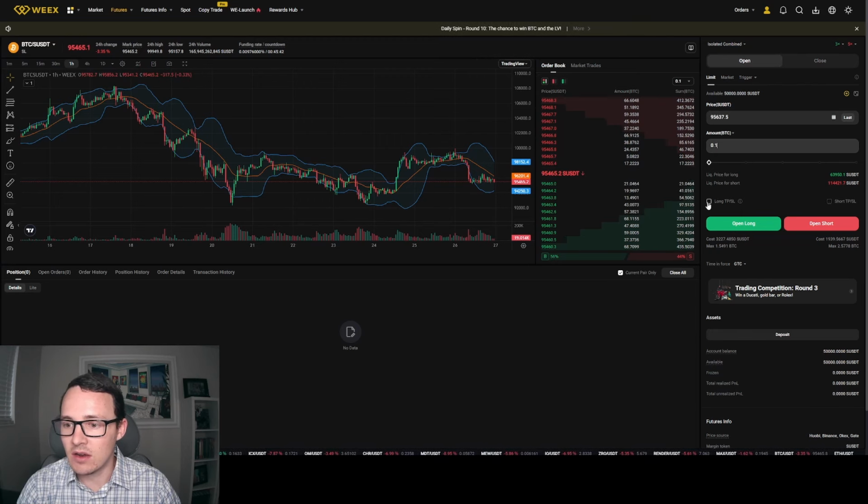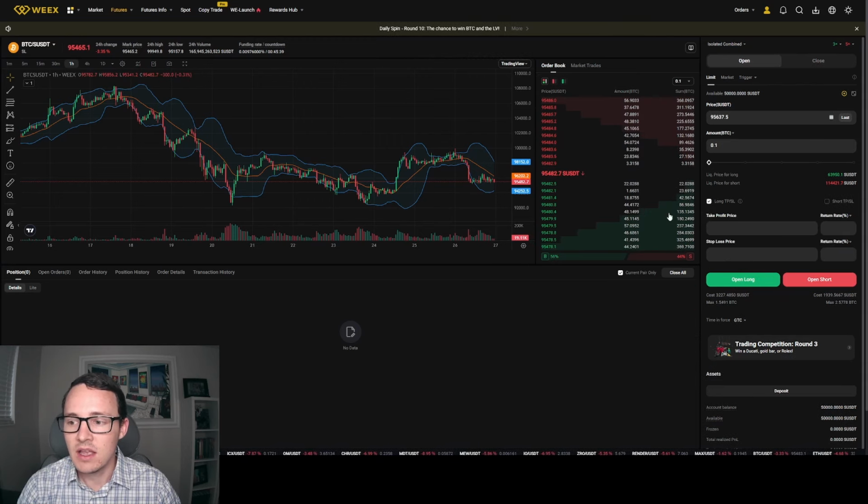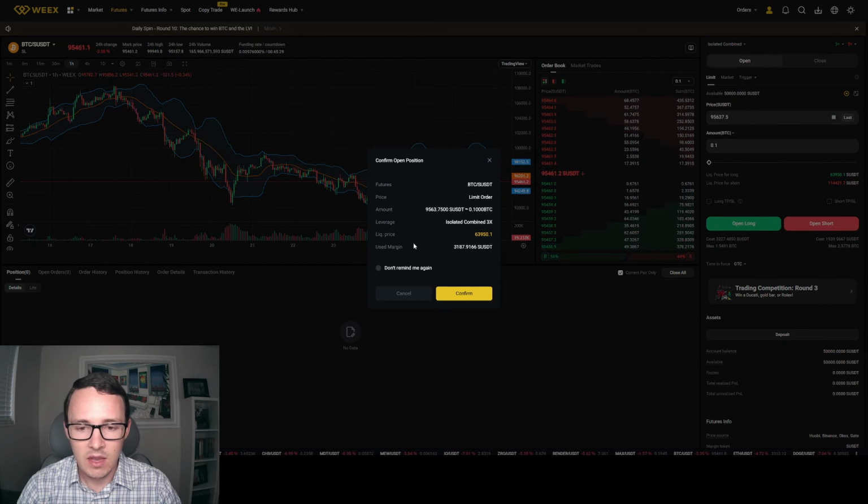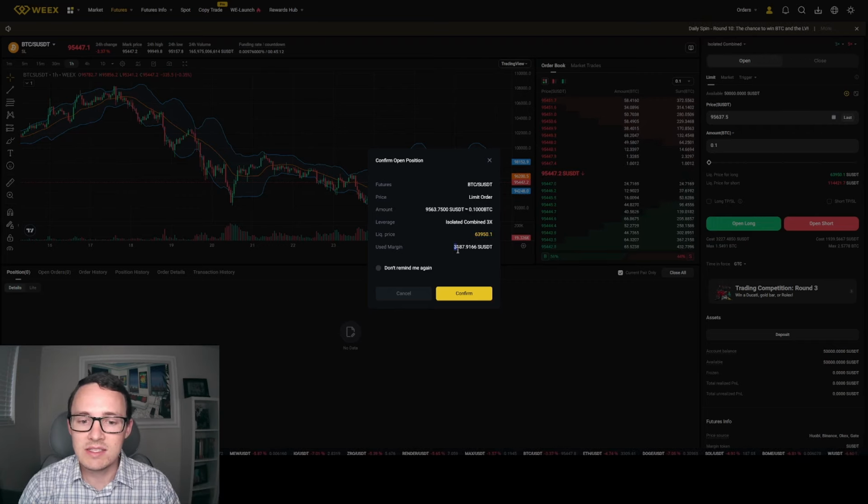We can see we can also set take profit and stop losses. If we do that, we can set that before we take the trade. I will show you how to do it after we take the trade as well. So we'll open the long, and we're going to open 0.1 Bitcoin on isolated combined 3x long. Liquidation price is going to be just under 64,000. This is always very important, something you need to pay attention to. Since I'm only taking a 3x long, it's going to be much lower. We can see that we're using $3,100 of the 50,000 of margin that I have.